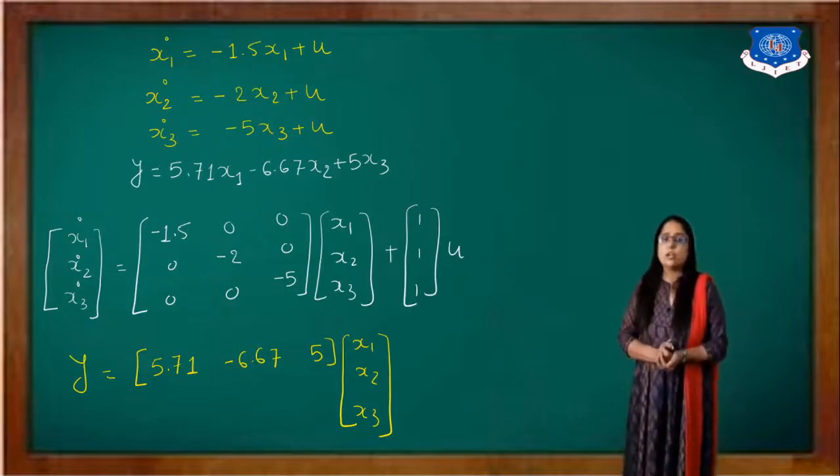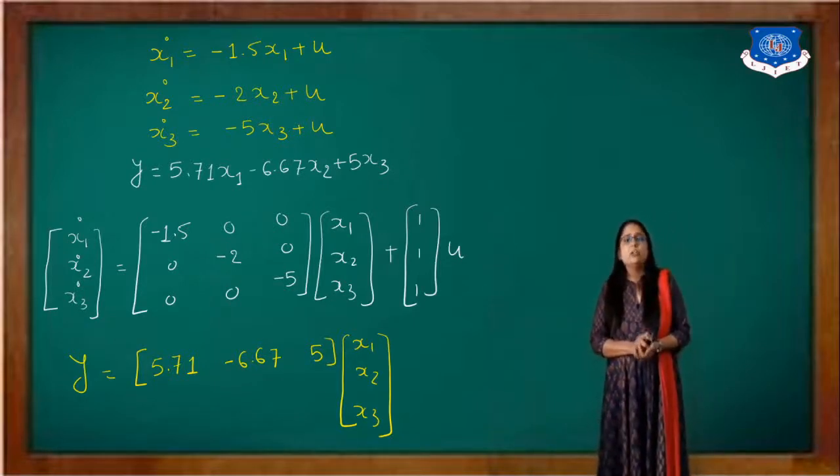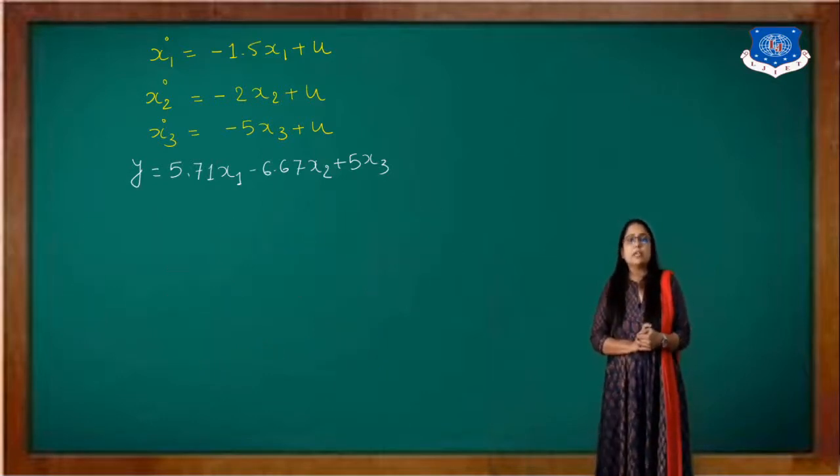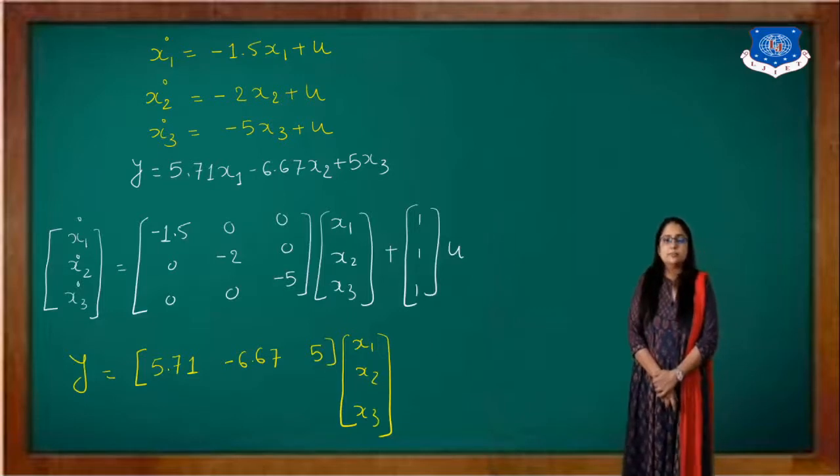So this is all about the series canonical form, parallel, or we can say diagonal, controllable and observable canonical form. So I hope this session is clear.